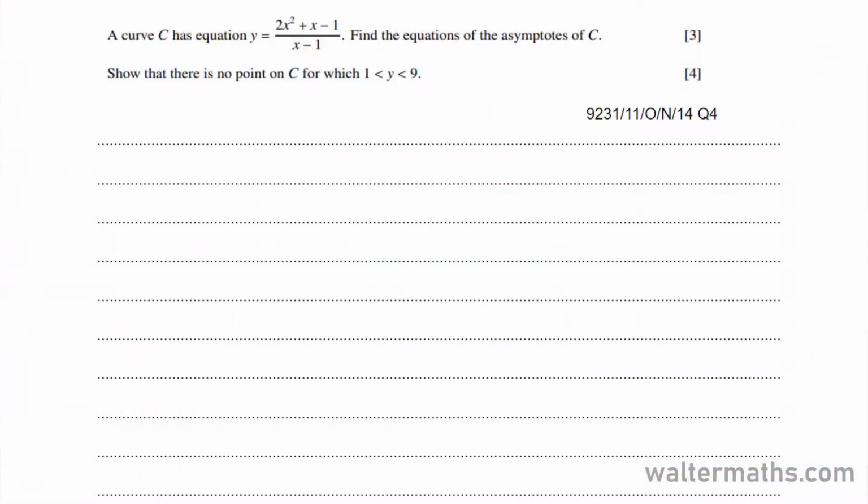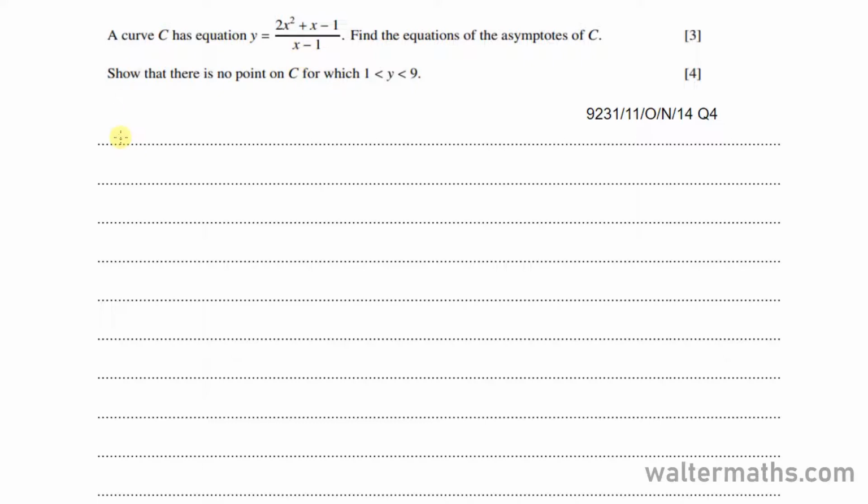A curve C has equation y is equal to 2x squared plus x minus 1 all over x minus 1. Find the equations of the asymptotes of C. Okay, so let's try to answer the first part of the question. They want us to find the asymptotes of C. Now, I think you can see already that we should be having oblique asymptotes, simply because the degree of the numerator is 1 greater than the degree of the denominator.